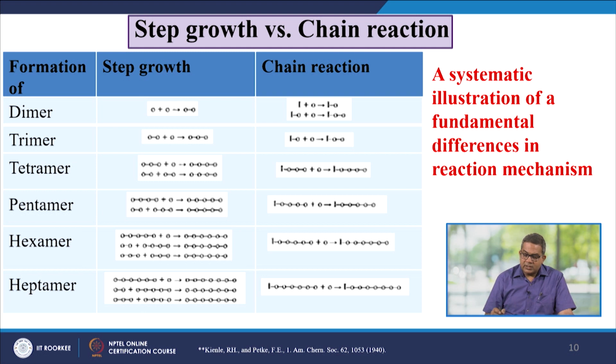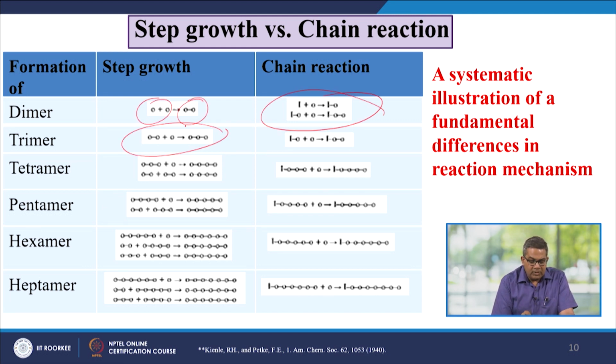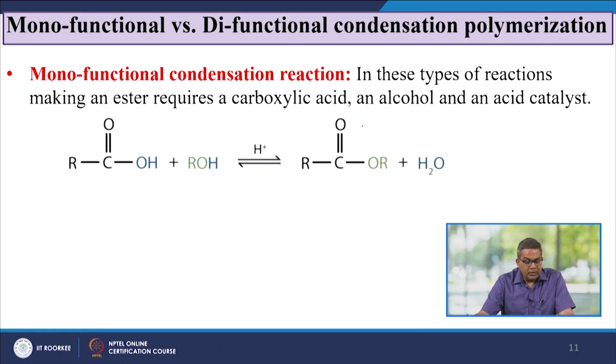Now, here you see a systematic illustration of a fundamental difference in the reaction mechanism. Here you see that dimers are formed, whereas in the chain reaction it is quite different. Similarly, the trimer, tetramer, and all these things are formed.